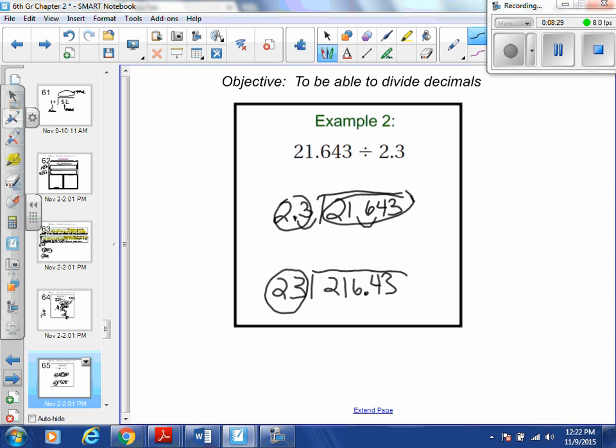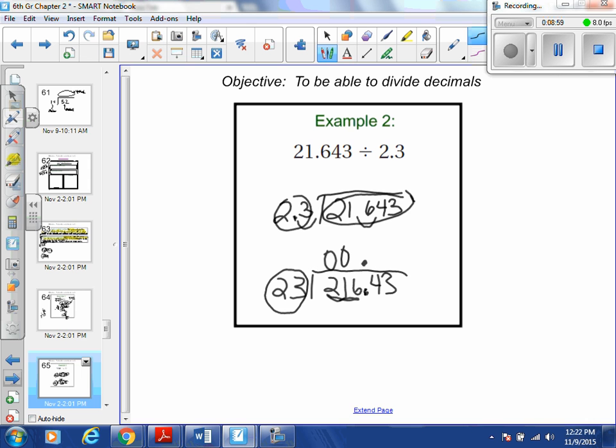Now we just ask ourselves, okay, how many times, first we copy our decimal point up into the quotient. We say how many times does 23 go into 2? 0 times. How many times does it go into 21? 0 times. How many times does 23 go into 216? So I'm going to say, okay, 23 is about 25, close to 25. And 25 goes into 100 4 times, so 25 goes into 200 8 times.